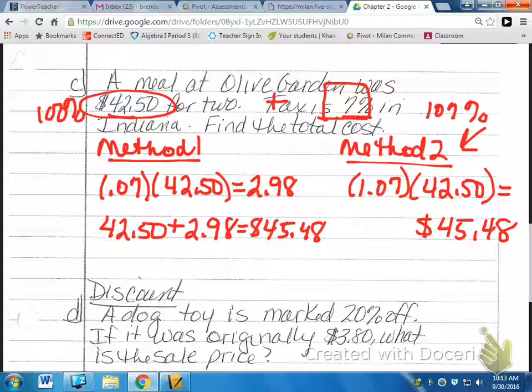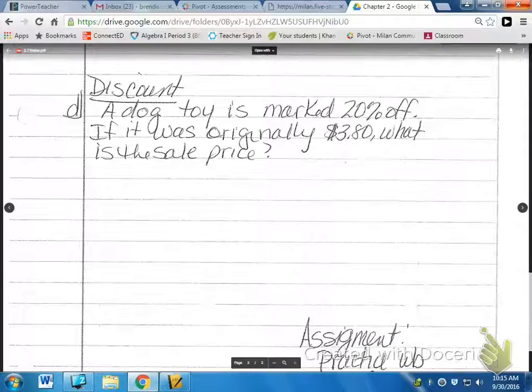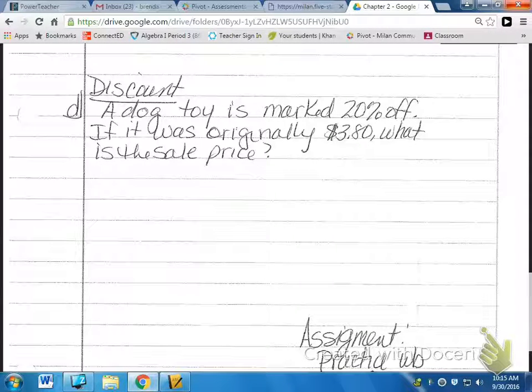All right, other questions? All right, one last problem here. We've got a discount, which is always good. Everybody likes discounts. A dog toy is marked 20% off. If it was originally $3.80, what is the sale price? So I'm going to do both methods again. Method 1.